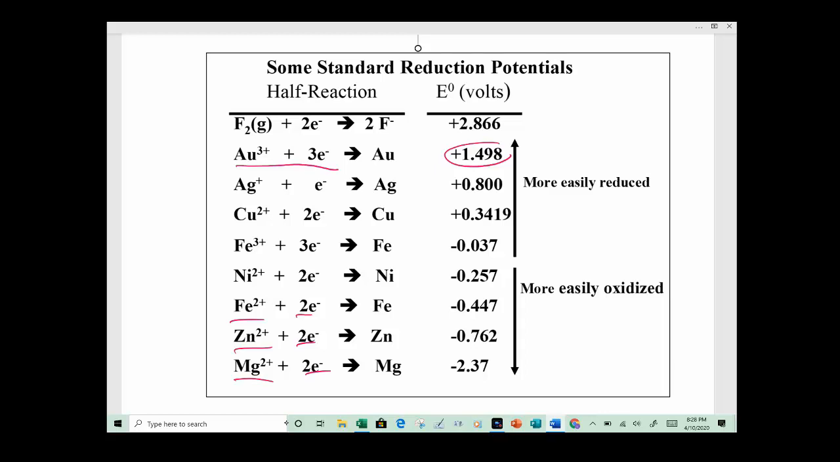Substances at the top of the table with the highest voltage are the most easily reduced. Substances at the bottom are less easily reduced and more easily oxidized. So if we put copper together with zinc to make an electrochemical cell, because the copper reduction has a higher reduction potential, it's going to be reduced. That's going to force the zinc to be oxidized because zinc has a less positive reduction potential.